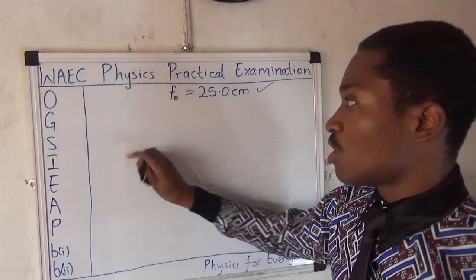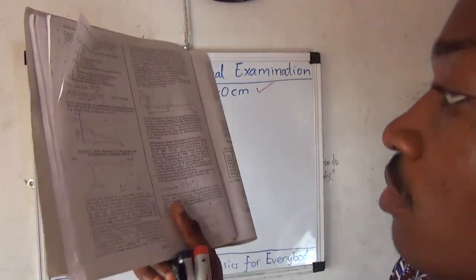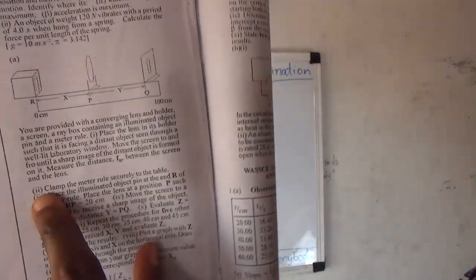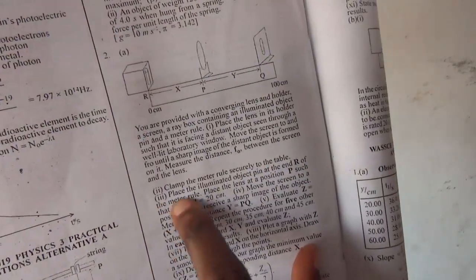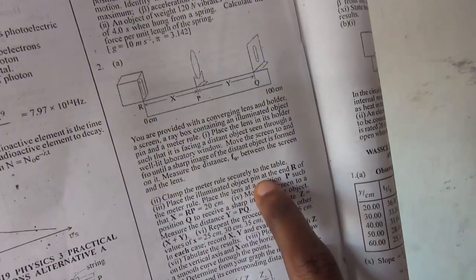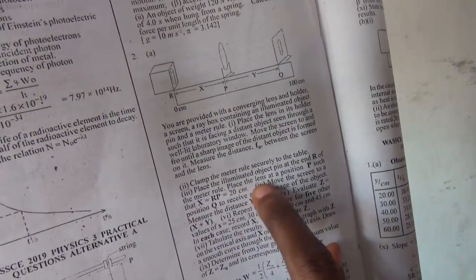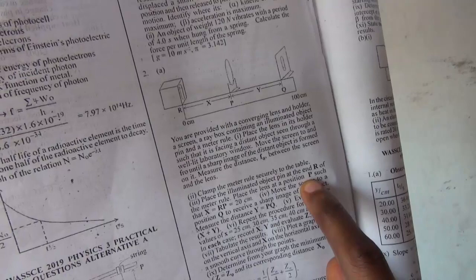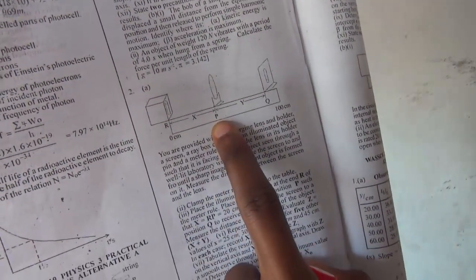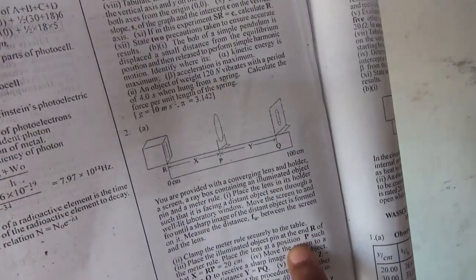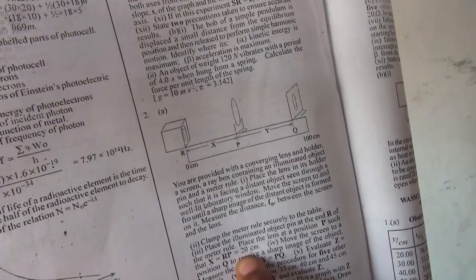Now we are still discussing observation. That's the first thing. Then it says, clamp the meter rule securely to the table. Place the illuminated object pin at the end R of the meter rule. Place the lens at the position P. Illuminated object at R, lens at position P, such that X is equal to RP, which is equal to 20 centimeters.